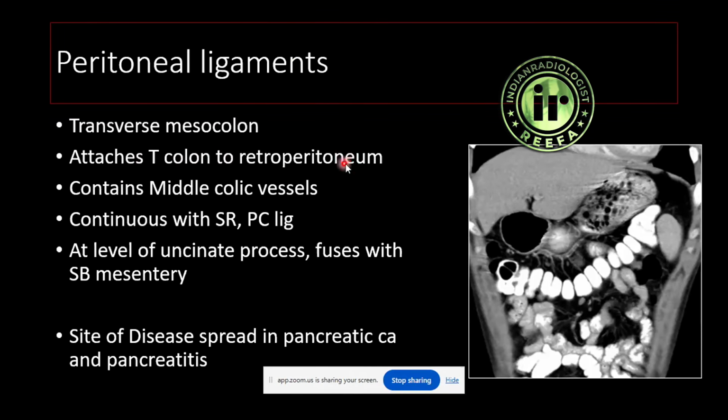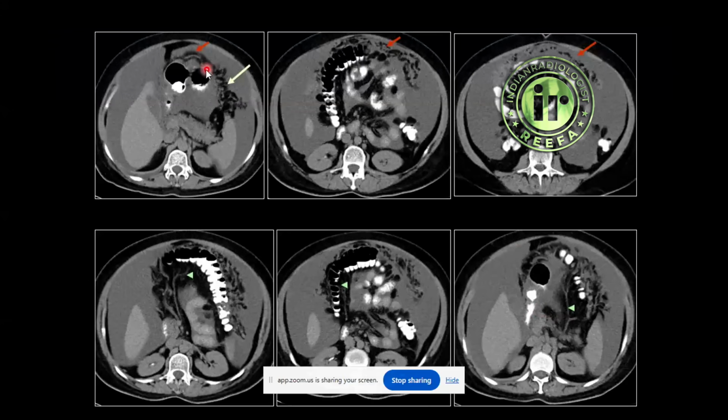It attaches the transverse colon to the retroperitoneum and contains the middle colic vessels, which is the landmark for the transverse mesocolon. Again, we've seen that it is continuous with the splenorenal and phrenicocolic ligament. And at the level of the uncinate process, it fuses with the small bowel mesentery. This is a ligament that is used as a mode of disease spread in pancreatic pathologies, whether it is pancreatic carcinoma or pancreatitis. So let's identify the ligaments again: the greater omentum, the gastrosplenic ligament, the splenorenal ligament there.